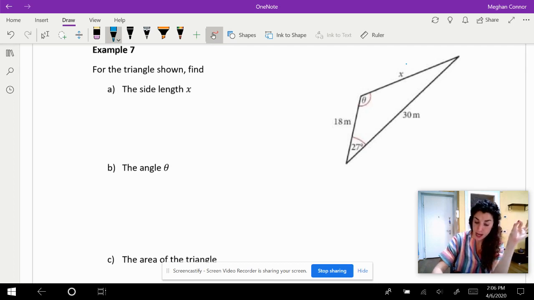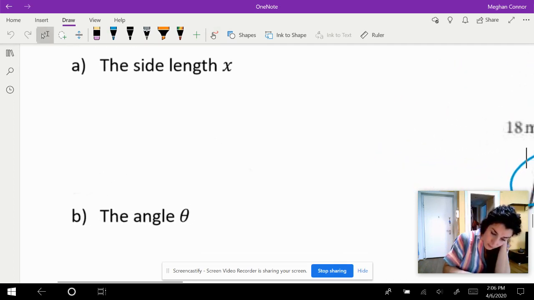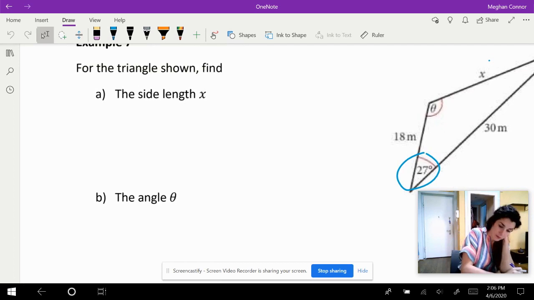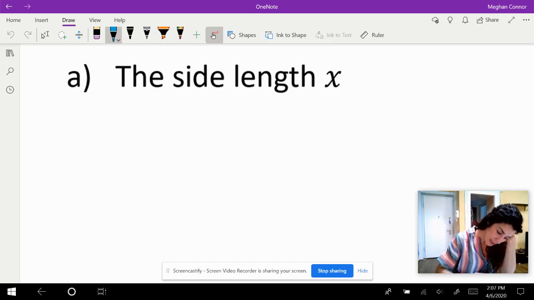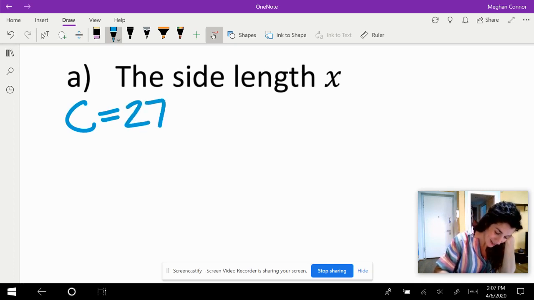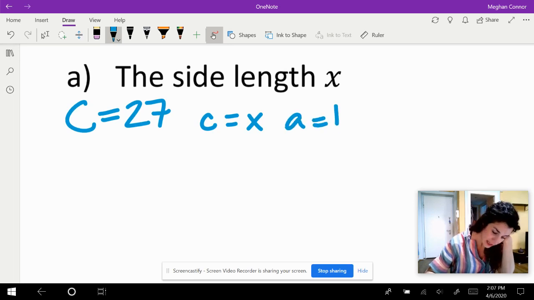I'm looking at the angle that I have first, 27. And then that means that this guy, I'm just writing it down so I can zoom in and have good handwriting and not forget. Okay, so that means that our angle is going to be 27. Our opposite side length is x. Our other two side lengths are 18 and 30.